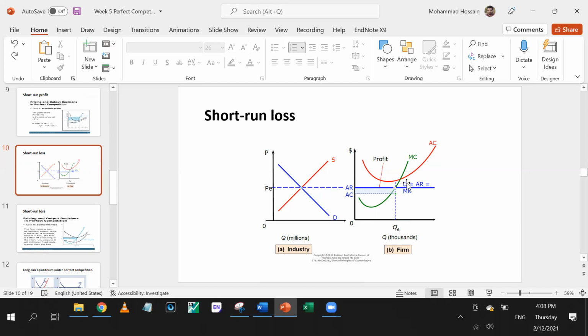But if you produce at this point, look at here, if you produce at this point, you have a loss. Why? Because at this point your average costing is higher. See it here? Average costing is higher than the marginal revenue. You will have a loss. This is the problem here.